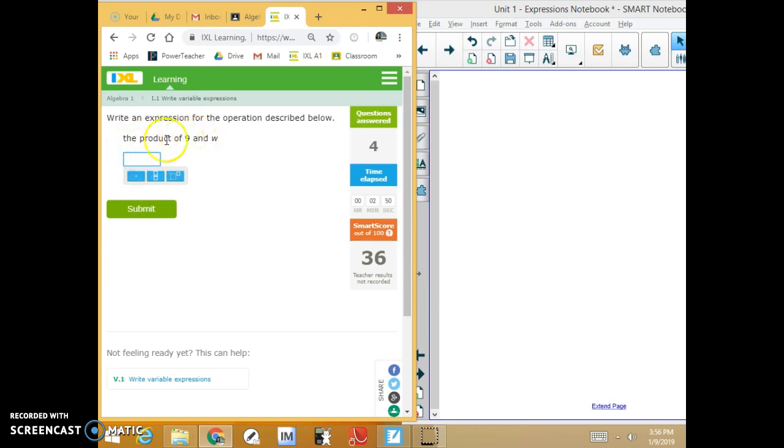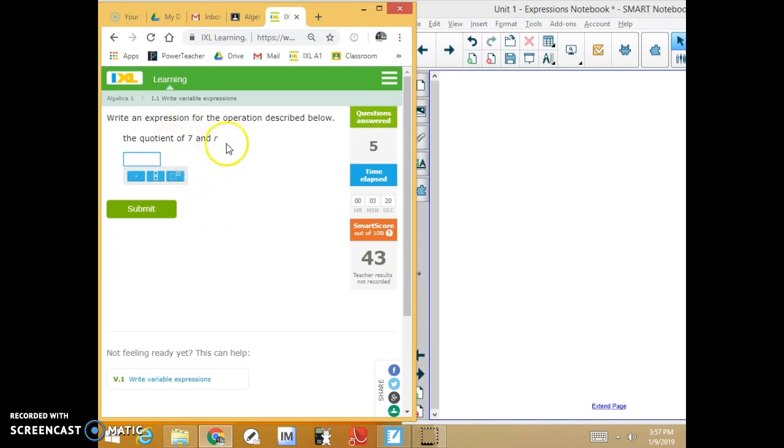So the product of 9 and w, well, that requires us to know that the product means to multiply. So I'm going to take 9 and I'm going to multiply it times w. We could say 9 times w or 9 dot w. I could just do 9 right next to w, and I believe this works if I put parentheses in there. If we see something right next to parentheses, we also know that that's implied multiplication. So it accepted that, so it knew that I was multiplying 9 and w.